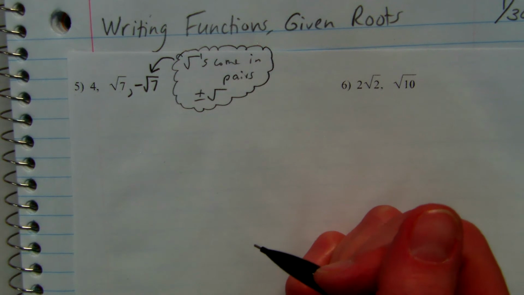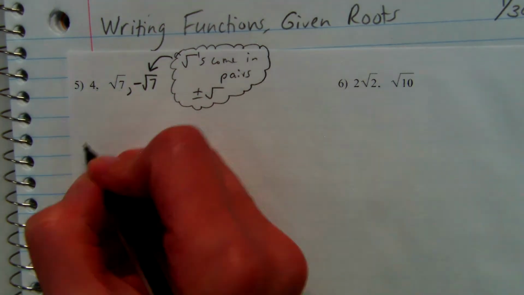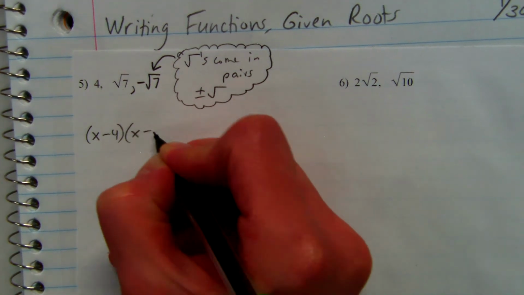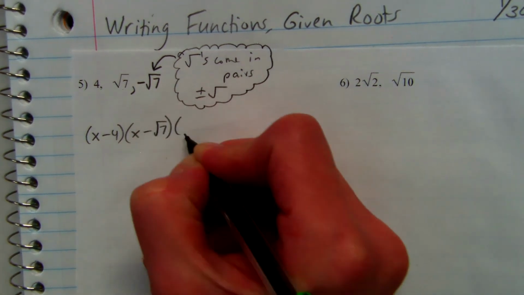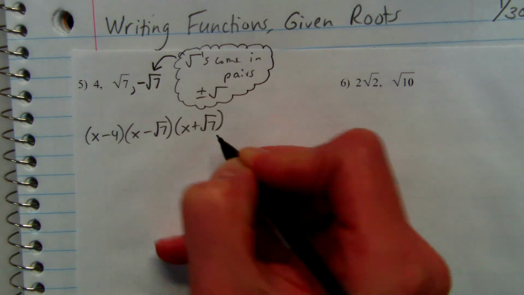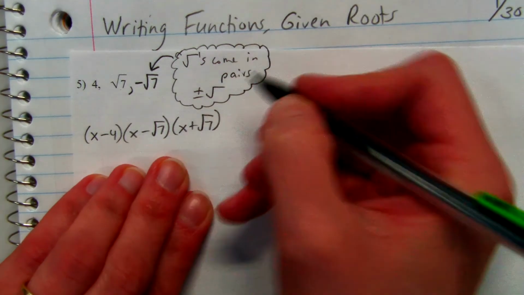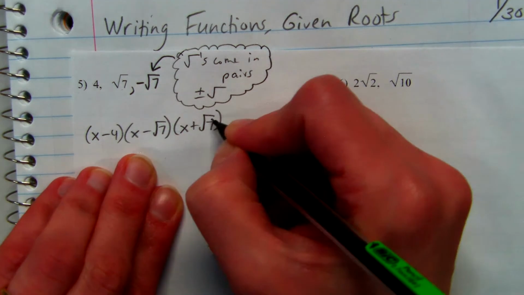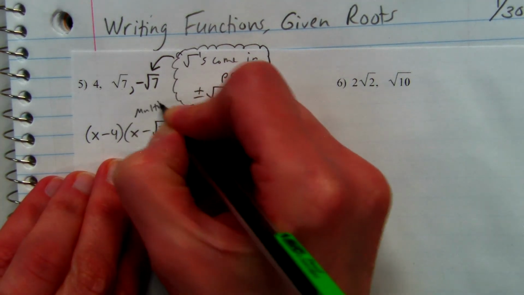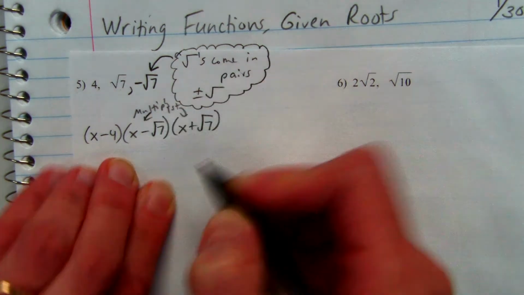All right, so let's make out our factors then. So we're going to have x minus 4 as a factor, x minus square root of 7 is a factor, and x plus the square root of 7 is a factor. Now I'm going to give you a tip. We are going to multiply the radicals first. So I'm going to put a little note, multiply first these. And there's a reason for that.